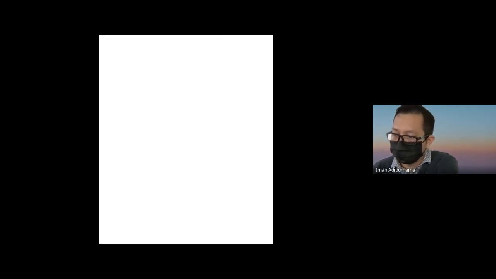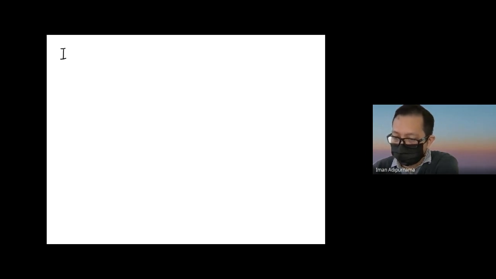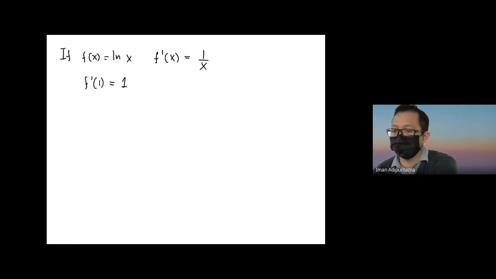So you know that from the ln, if you have a function of ln, the derivative is 1 over x, right? And then if you plug in 1, you will also get the result 1.